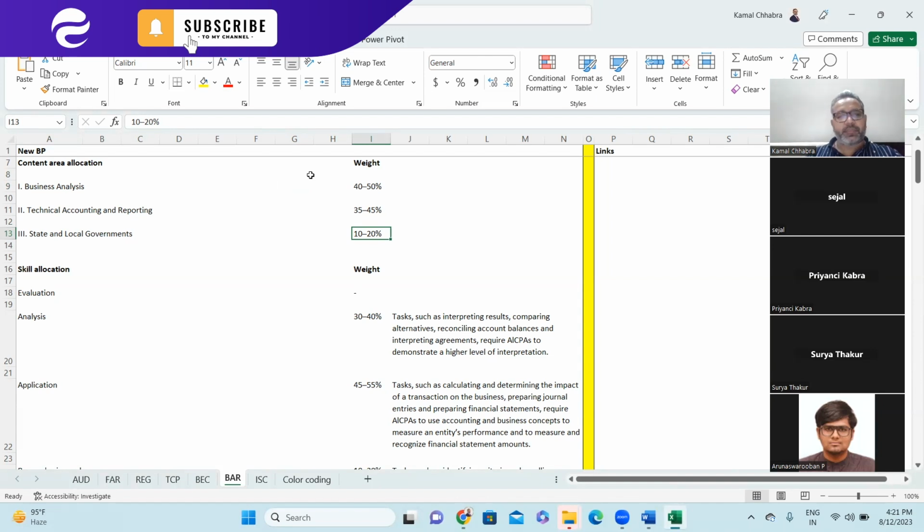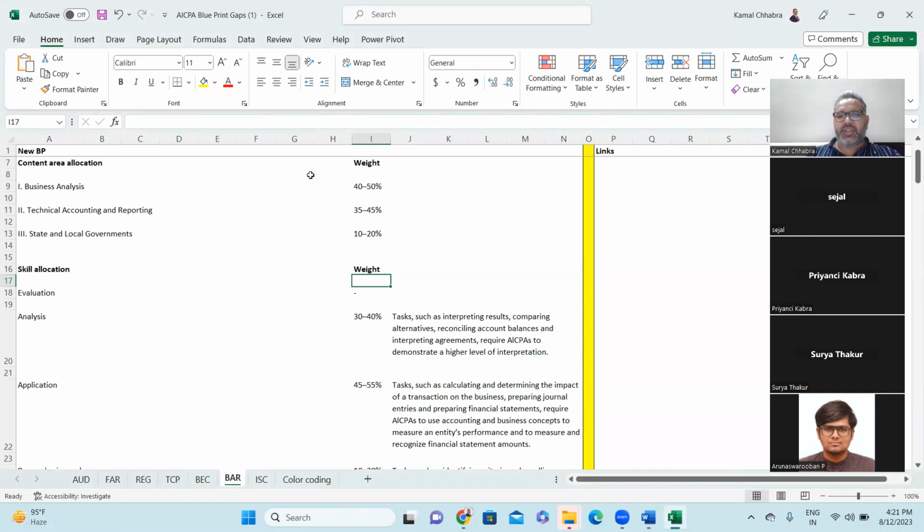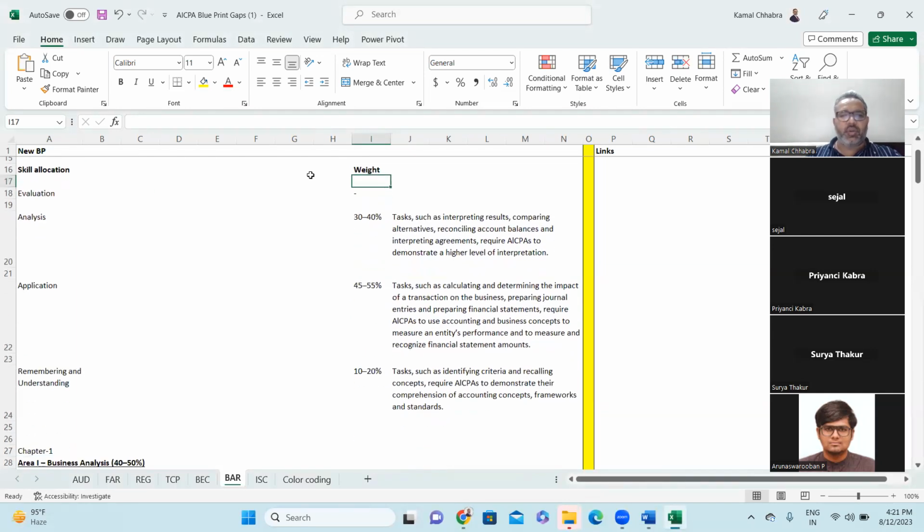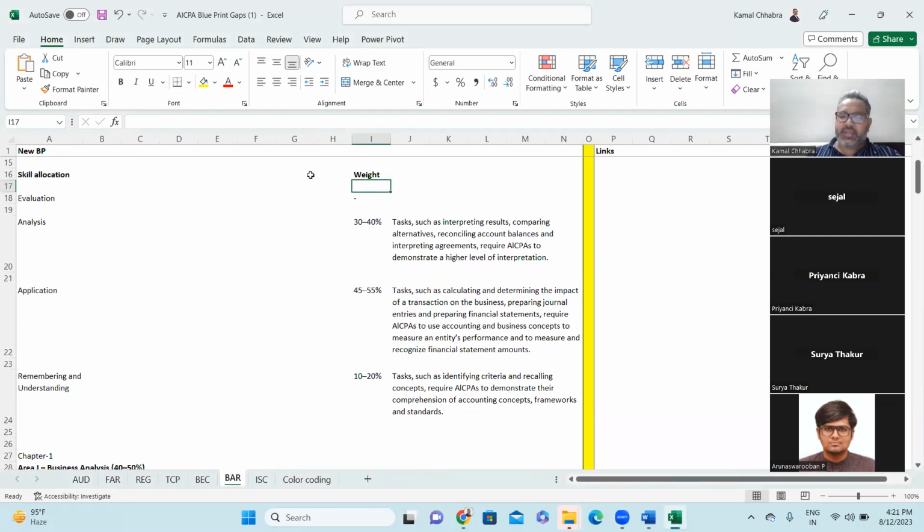And in terms of testing, what skill set the examiner would be testing: your analysis skill, application skill, and remembering and understanding skill. Your remembering and understanding skill would be around 10 to 20%. Your application skills would be around 40 to 55%, and your analysis skill would be around 30 to 40%.